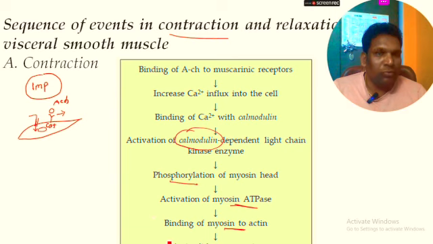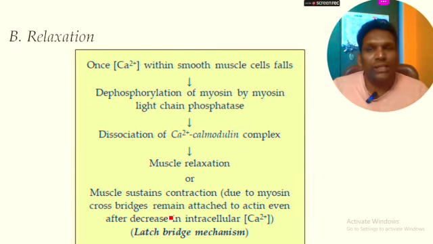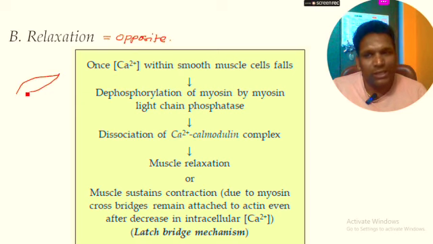Relaxation is a completely opposite or reverse process. So what is this? Calcium inside the smooth muscle cell falls or decreases, then dephosphorylation of myosin by myosin light chain phosphatase, then dissociation of calcium from calmodulin, and muscle relaxation occurs.